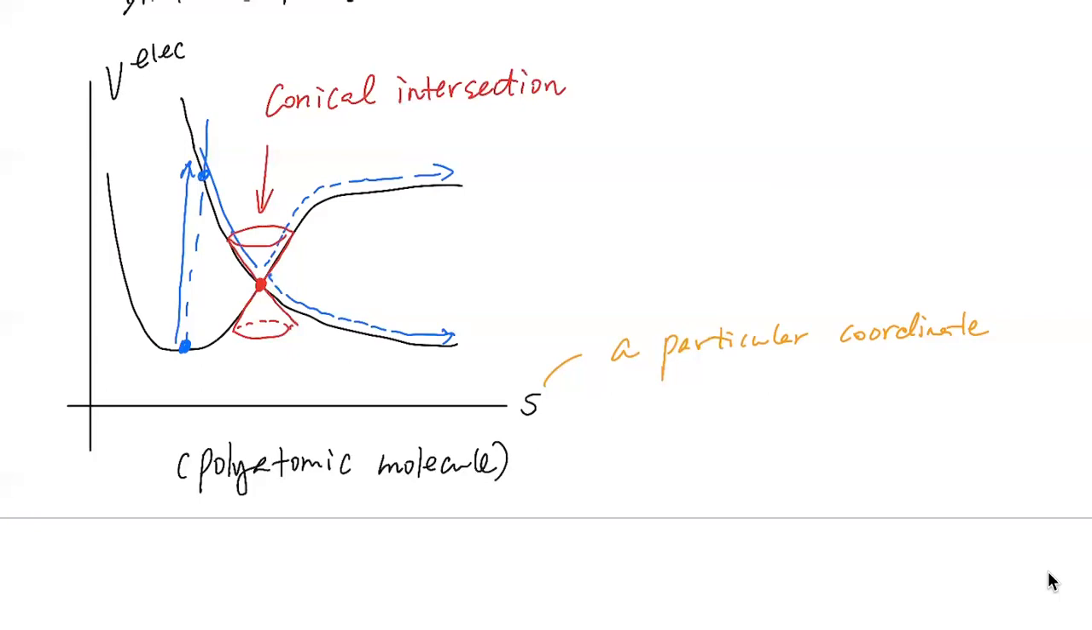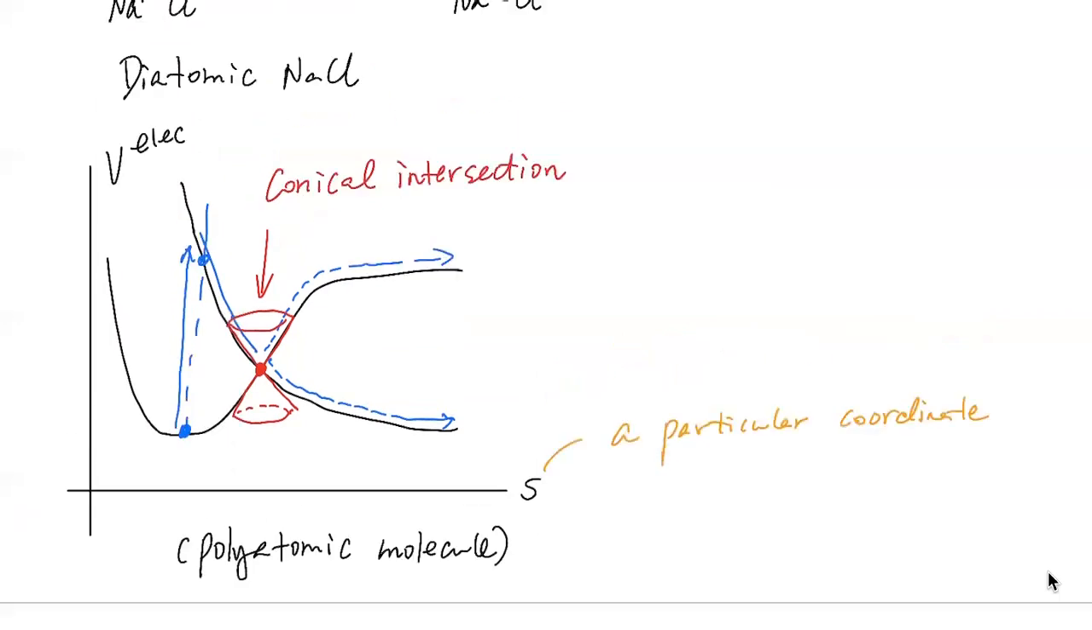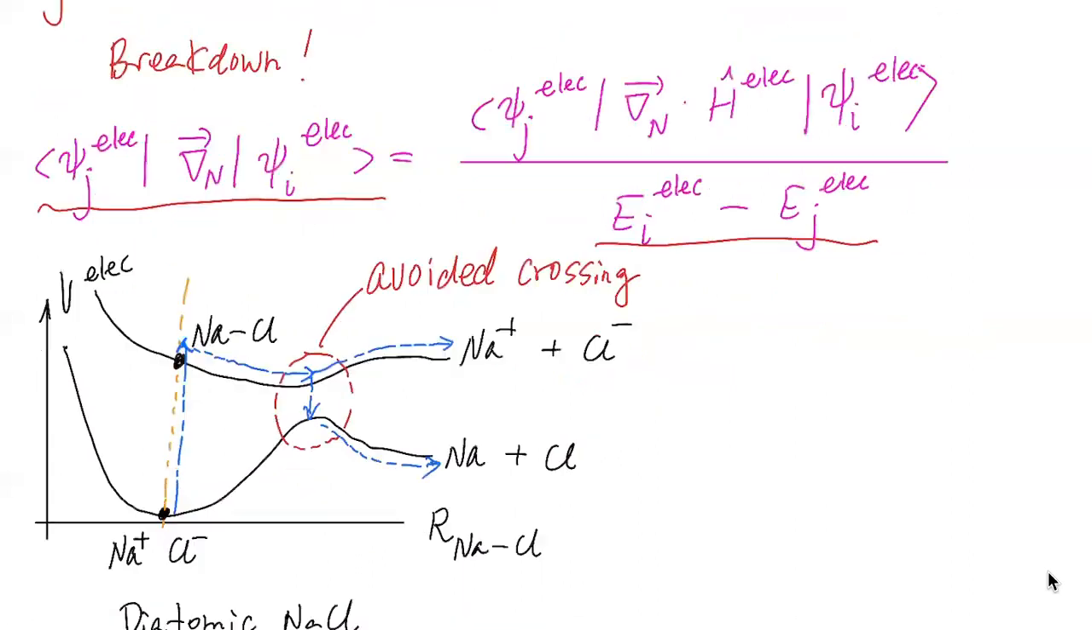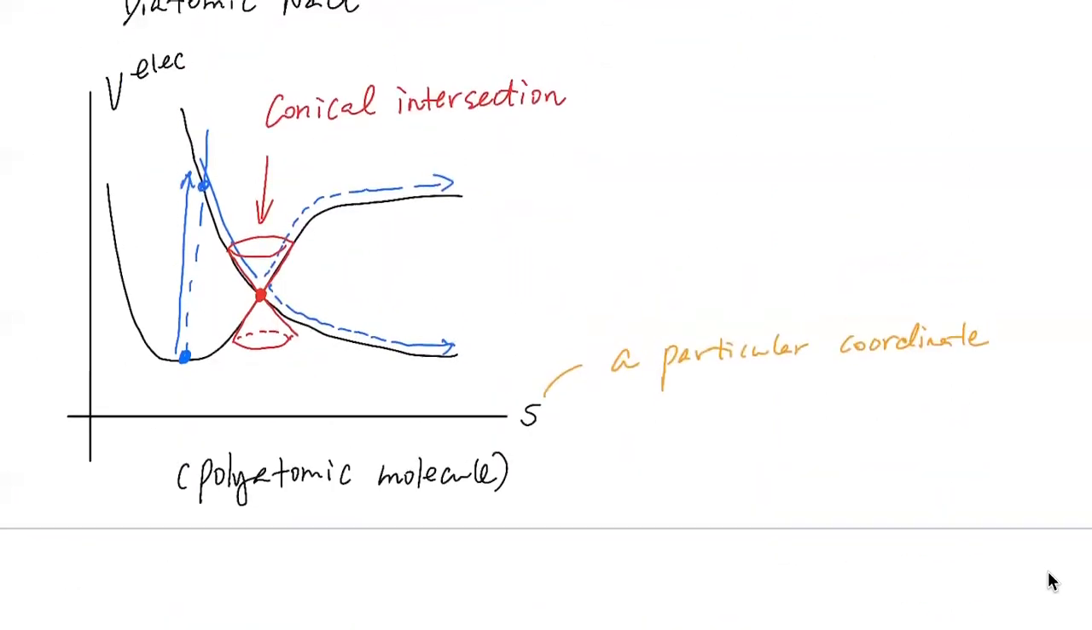Okay. So exactly at this conical intersection, the difference between the electronic states is zero. There's no energy gap. And therefore, if you look at this coupling element, if the denominator is zero, then this coupling element is singular, right? So this is the singularity point. If you have a singularity point in your equation, it's extremely hard to solve.